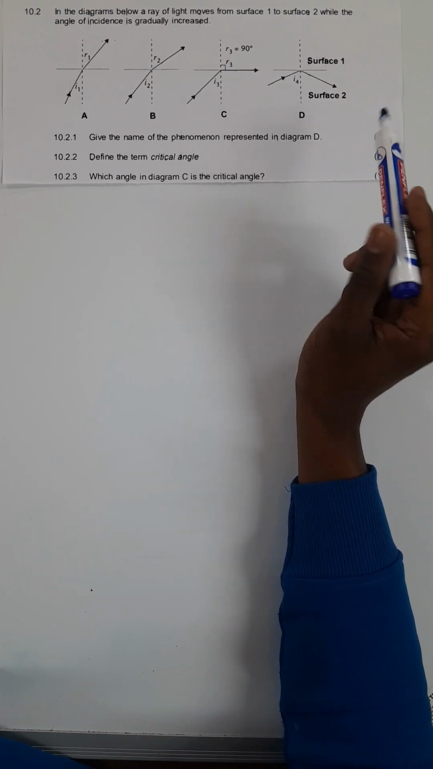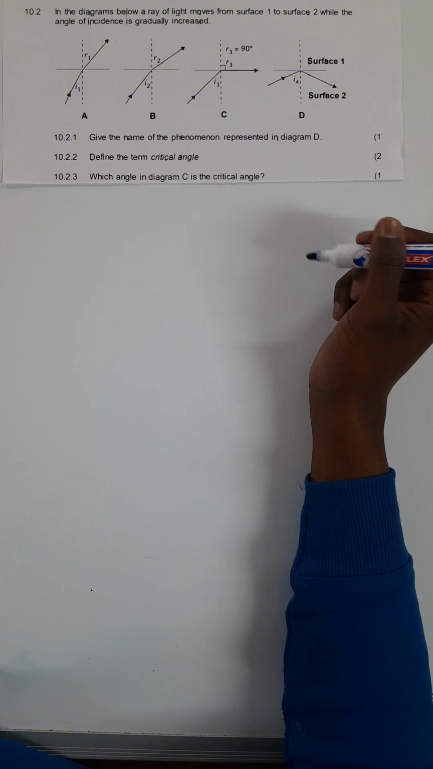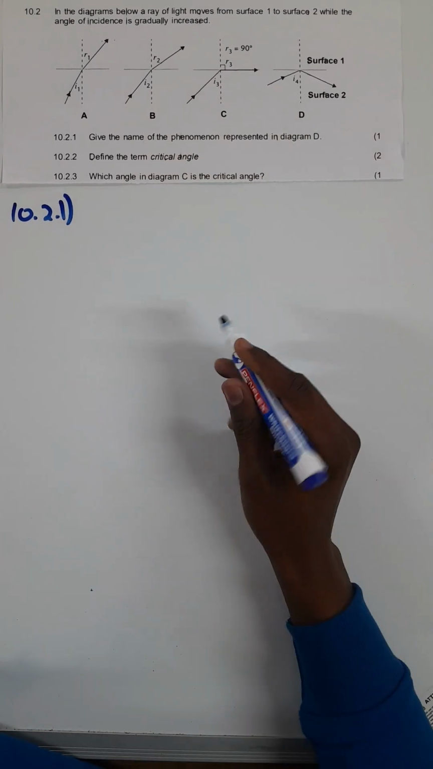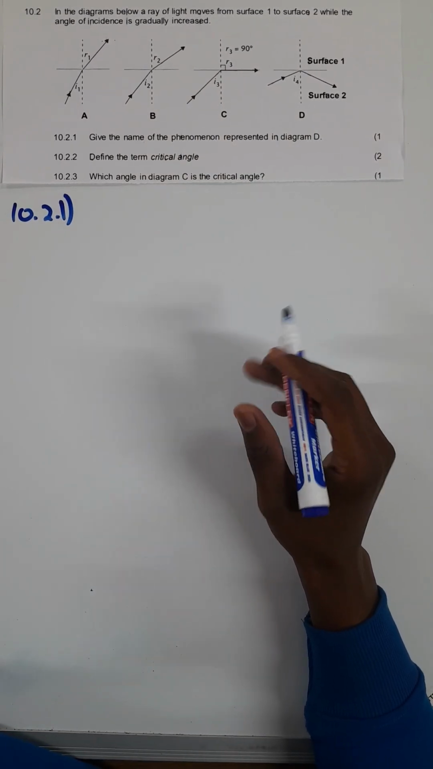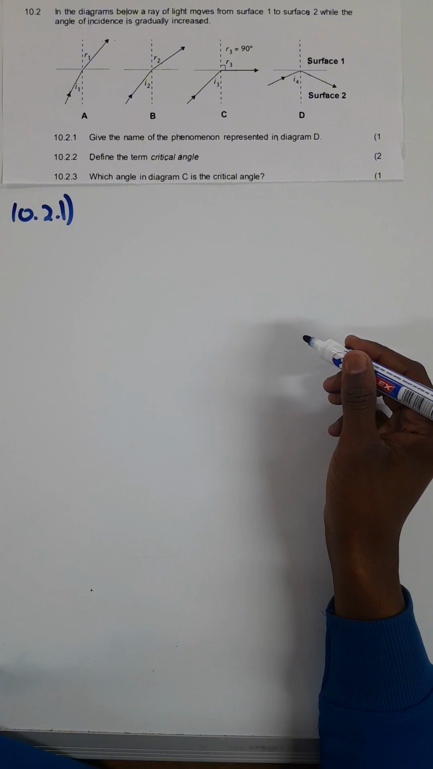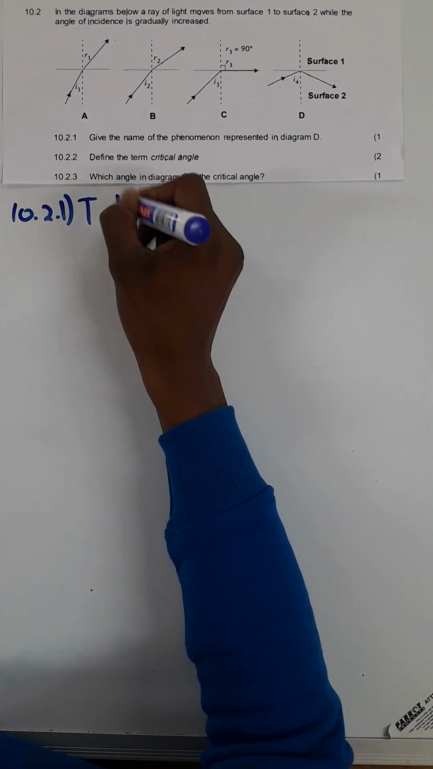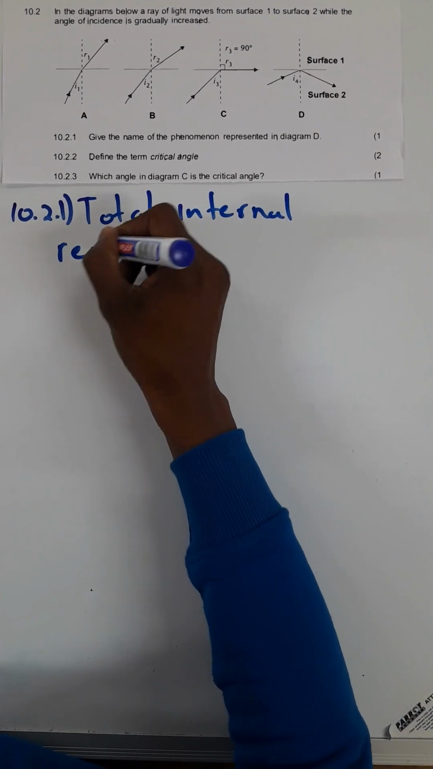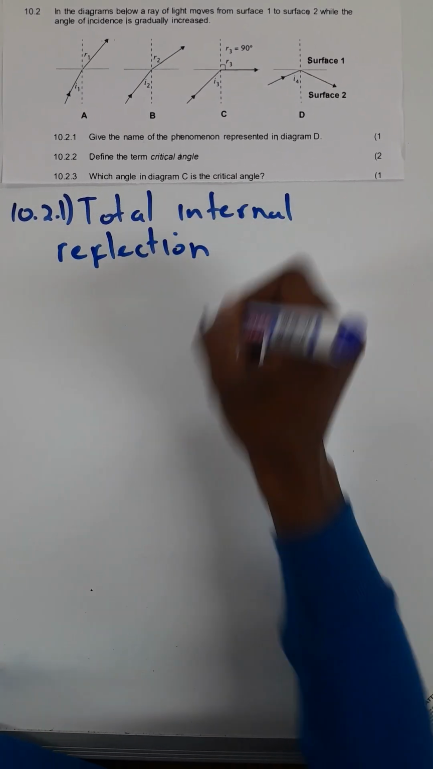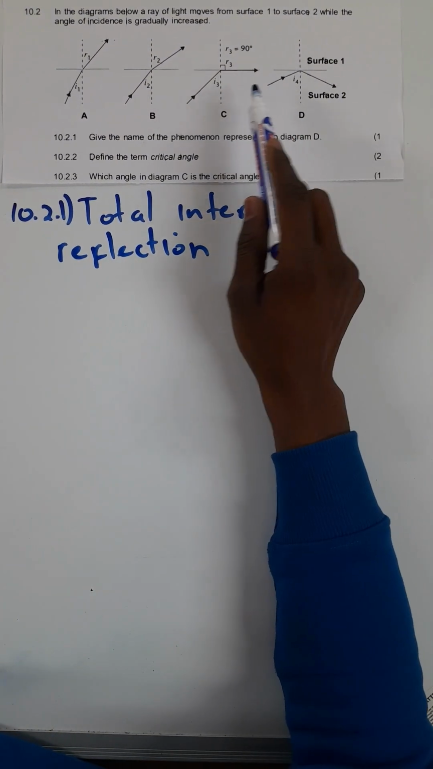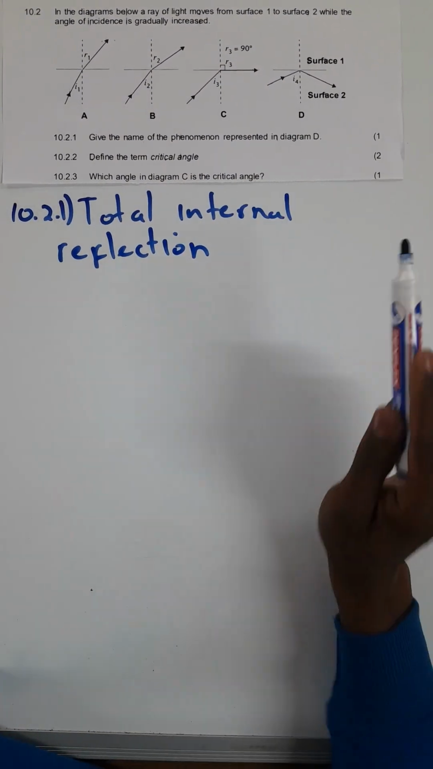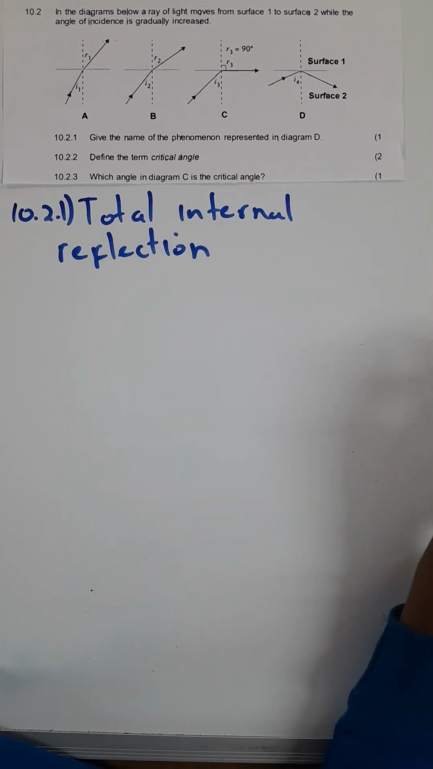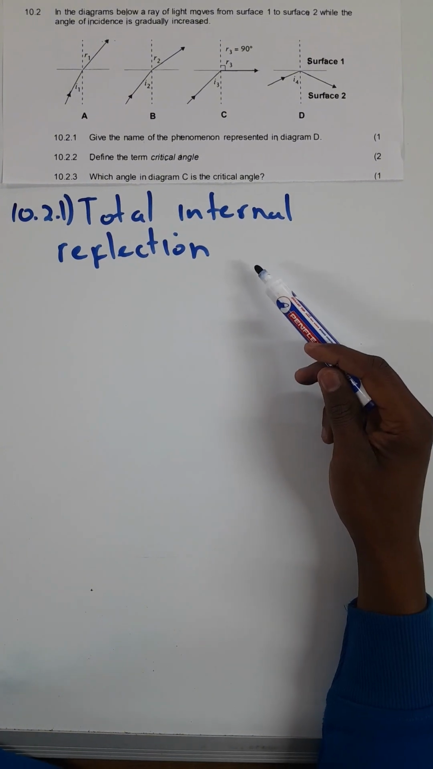Question 10.2.1 says, give the name of the phenomenon represented in diagram D. When the light ray does not go into the other surface, but is reflected back into the original medium, this is what we know to be total internal reflection. It happens when the angle of incidence is greater than the critical angle, because the critical angle has been surpassed. When the angle of incidence goes beyond the critical angle, the light ray is reflected back into the original medium.